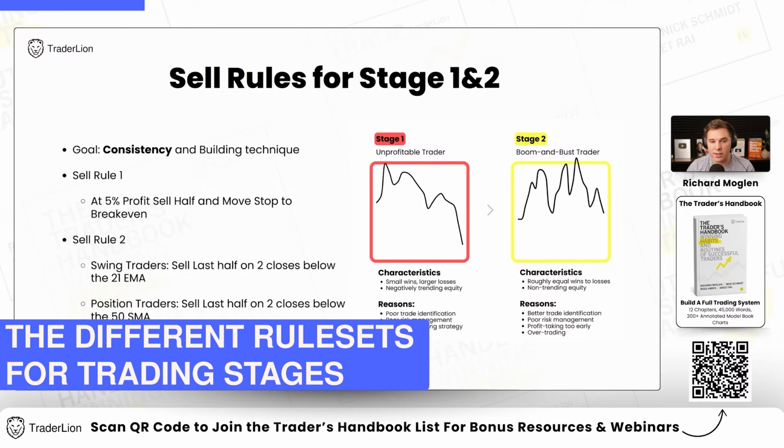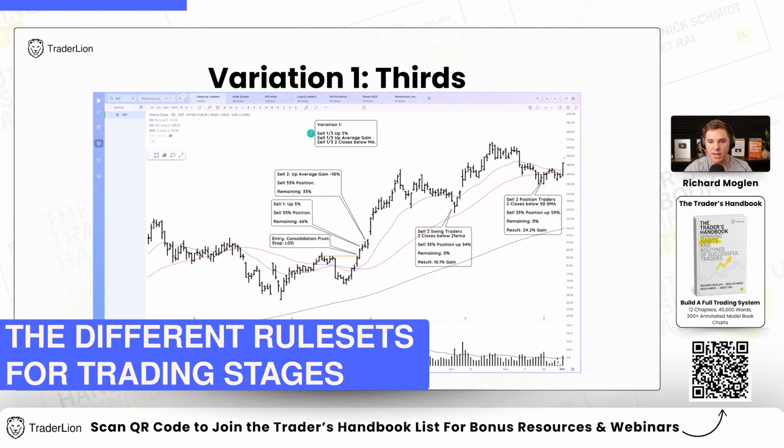The rules we're trying to bring here is keep it simple, because keep it simple means that it's going to be a robust system. And this is the first variation where instead of selling 50%, you're selling a third at 5%, a third at your average gain, and a third at 2 closes below the MA. So here is your initial sell of 5%. You've got remaining 66% instead of 50%. Your sell 2 is at your average gain, which we used in this case, an average of 10% gain. You sell 33% and you've got remaining 33%.